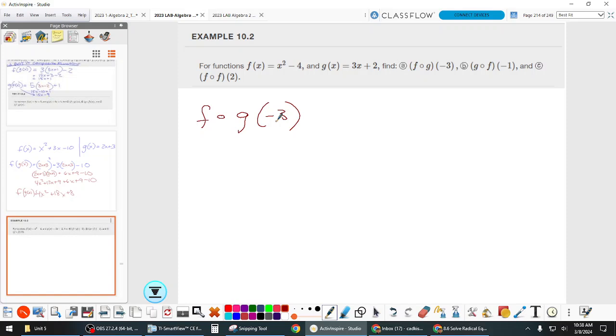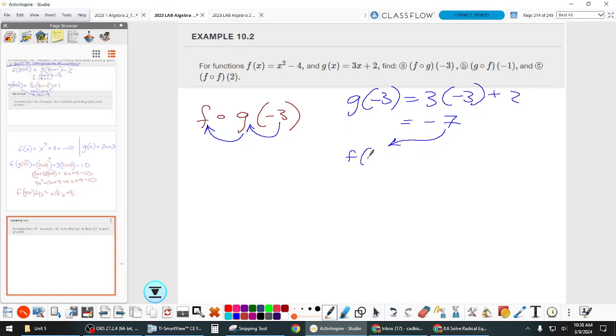Now you have two options. If you just did a problem like this straight off of OpenStax, you have two ways that you can do it. You could plug negative 3 into g, and then plug that result into f. So that would look like this. G of negative 3 equals 3 times negative 3 plus 2. So negative 9 plus 2 is negative 7. And then plug that into f, which means negative 7 squared minus 4. So 49 minus 4 is 45. So f of g of negative 3 is 45.